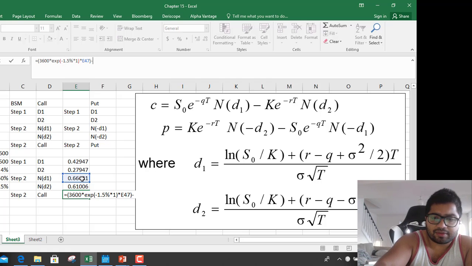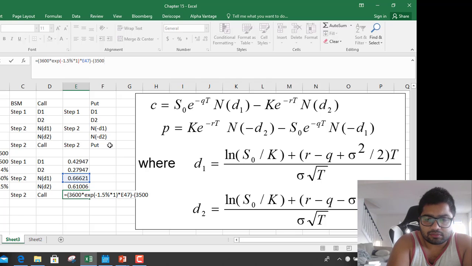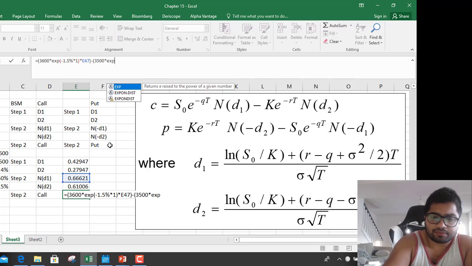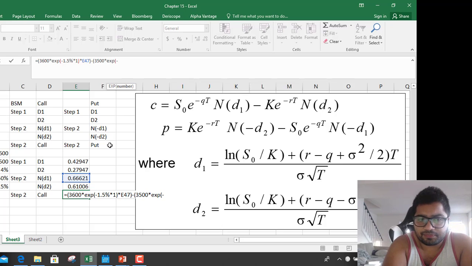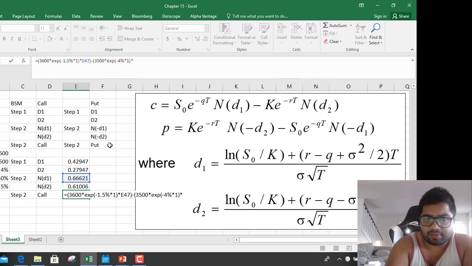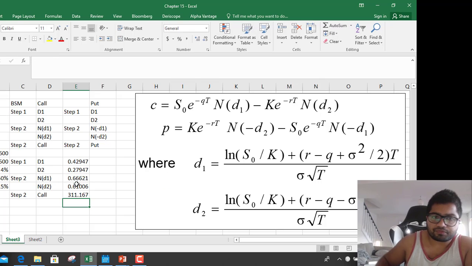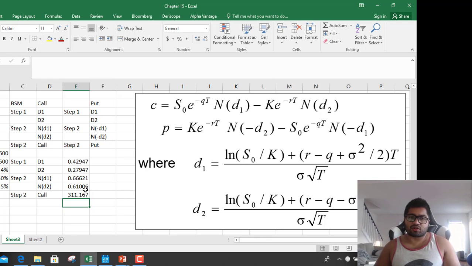Okay, subtracted by S by K. Okay, so K is 3500 times exponential, negative sign, risk-free rate 4% times T, 1, multiplied by ND2. Okay, so the call premium, the call price will be $311. Call price will be $311.